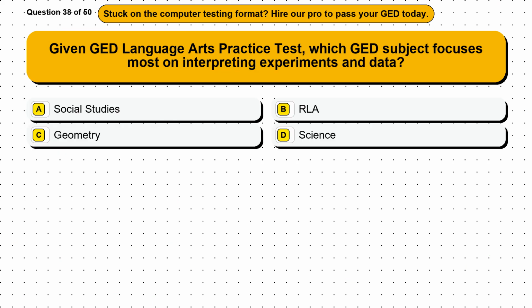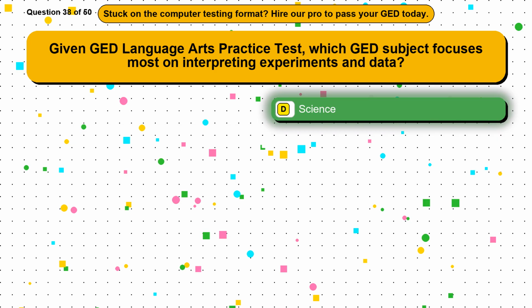Question 38. Given GED Language Arts Practice Test, which GED subject focuses most on interpreting experiments and data? Option A, Social Studies. Option B, RLA. Option C, Geometry. Option D, Science. The correct answer is option D, Science.